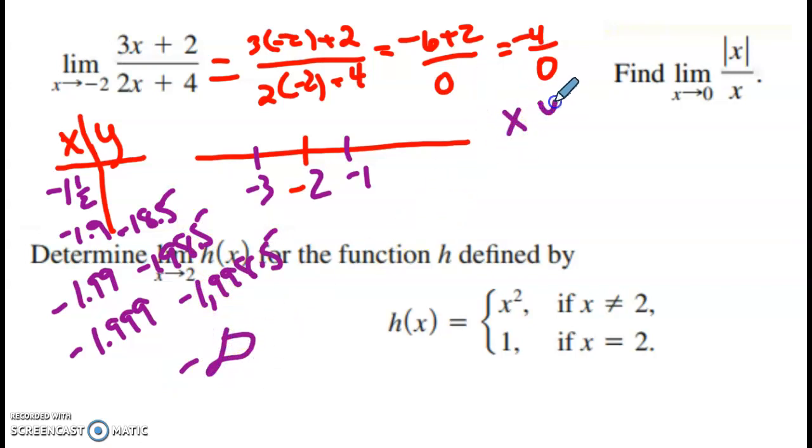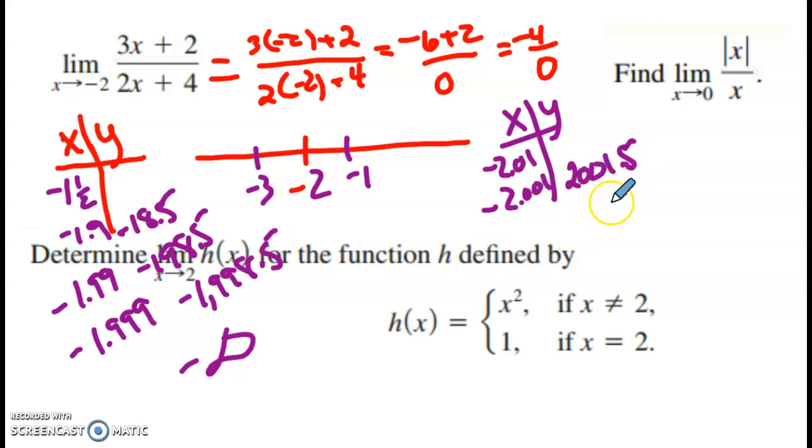On the other hand, if I approach -2 from the other side, -2.01, -2.001, getting closer and closer to -2 from the left, I ended up getting positive 2001.5. So I'm getting closer and closer to positive infinity. You could also graph it and you'll see it shooting off towards different infinities, one positive and one negative. So the limit as x approaches -2 does not exist.